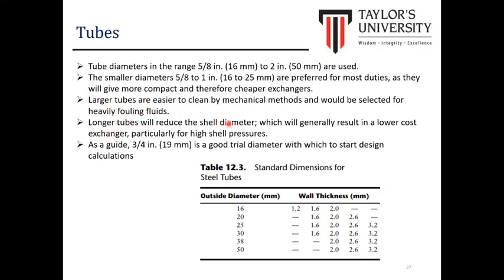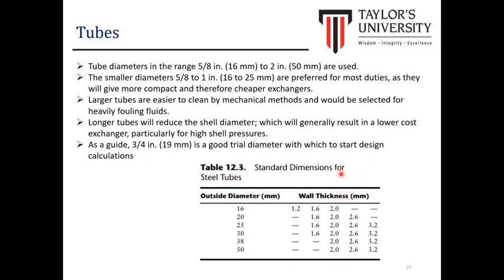The longer tube will reduce the shell diameter, which will generally result in a lower cost heat exchanger, particularly for high shell pressure. So for high shell pressure, we consider using the longer tube, which eventually reduces the shell diameter. As a guide, if you start to design your tube, you can consider 19 mm as the trial diameter to start the design calculation.